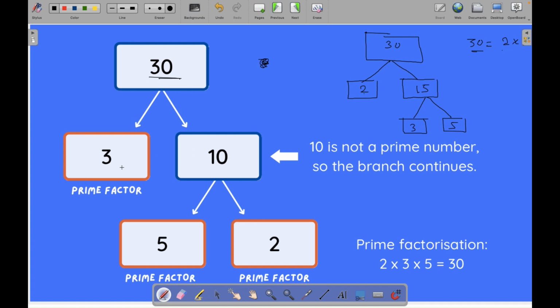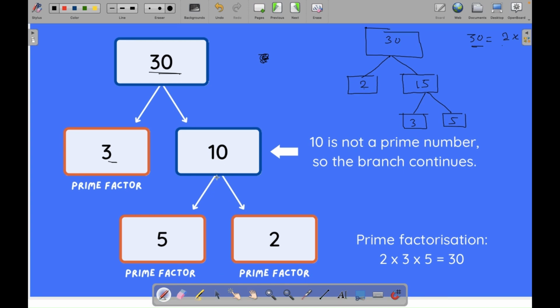Since 3 is a prime factor, we don't need to create any further branch. 10 is not a prime factor, so we'll need to further divide it, right? So when we divide 10, we get 5 as one of the prime factors and 2 as the other prime factor, right? Again, we'll not create any further branches because all of these are prime factors. So again, we'll get 3, 5 and 2.